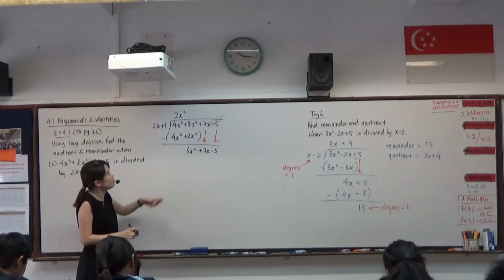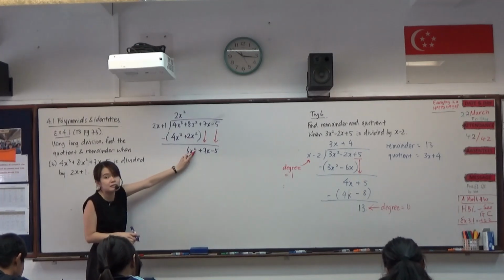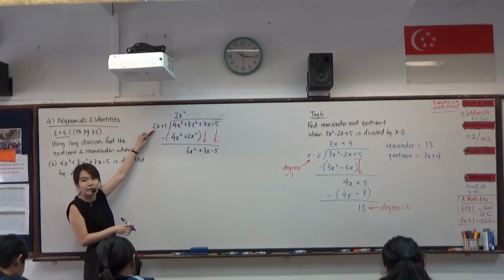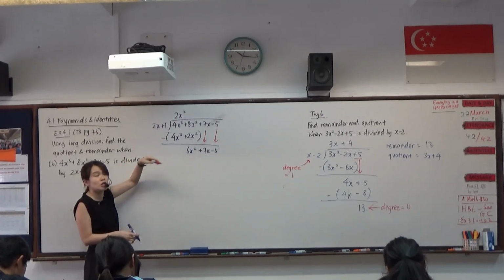Okay? Now we see that the degree of this polynomial over here, the highest power, is 2. So this is degree 2, whereas over here is degree 1. So this is still more than this, so I need to continue.